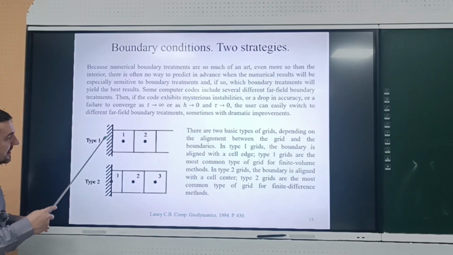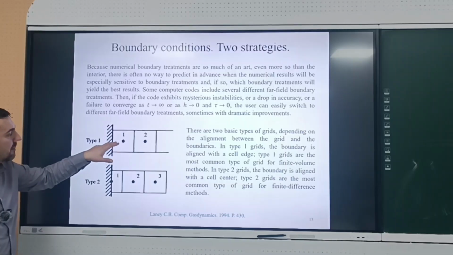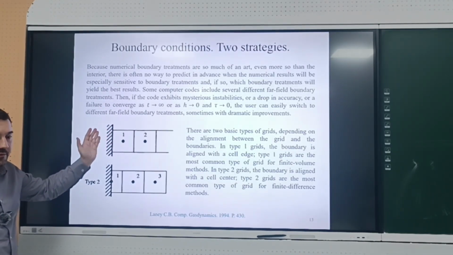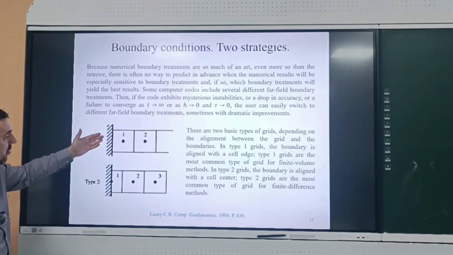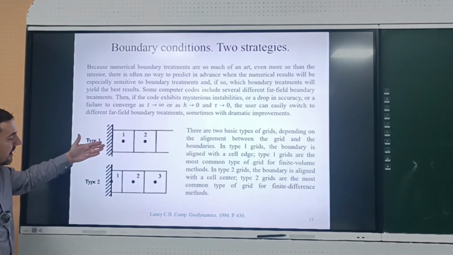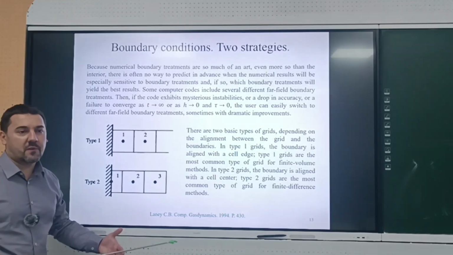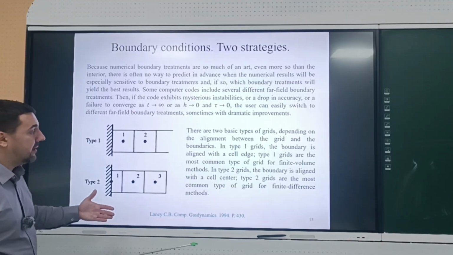So we have computational cells, and for computational cell number 1, m equals 1, the left boundary of this computational cell corresponds to a physical boundary. For example, a wall or some boundary that we would like to name a far field boundary or open boundary or something like that.